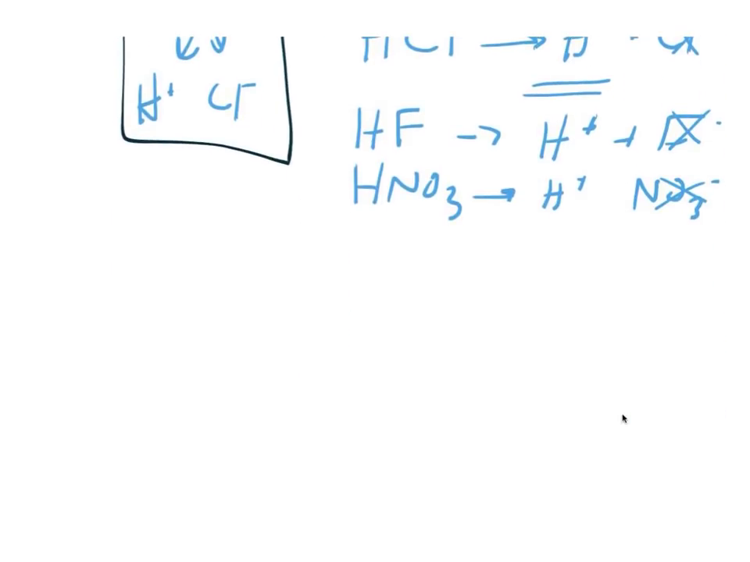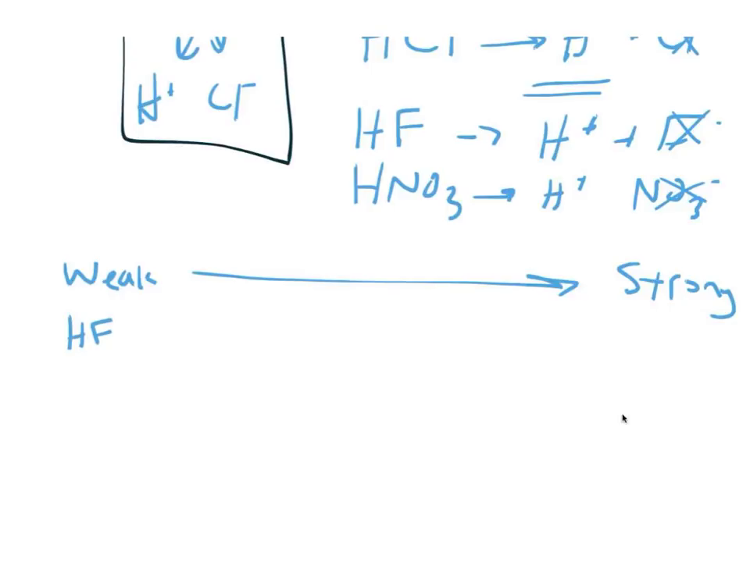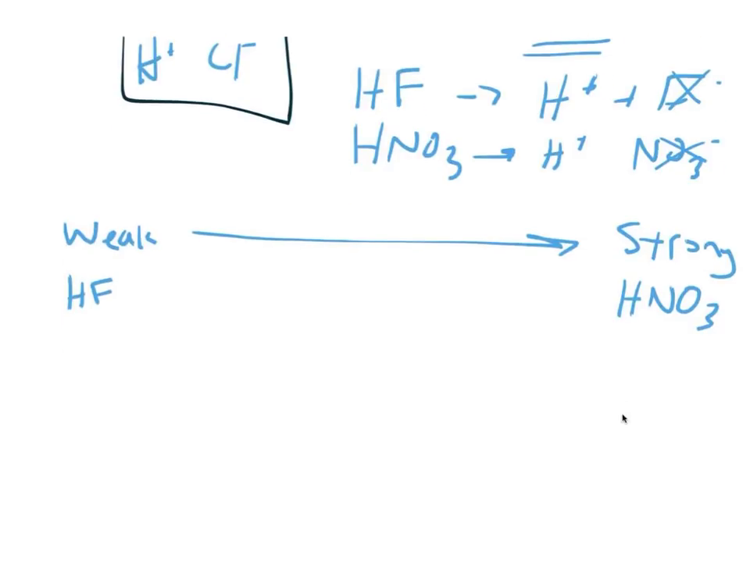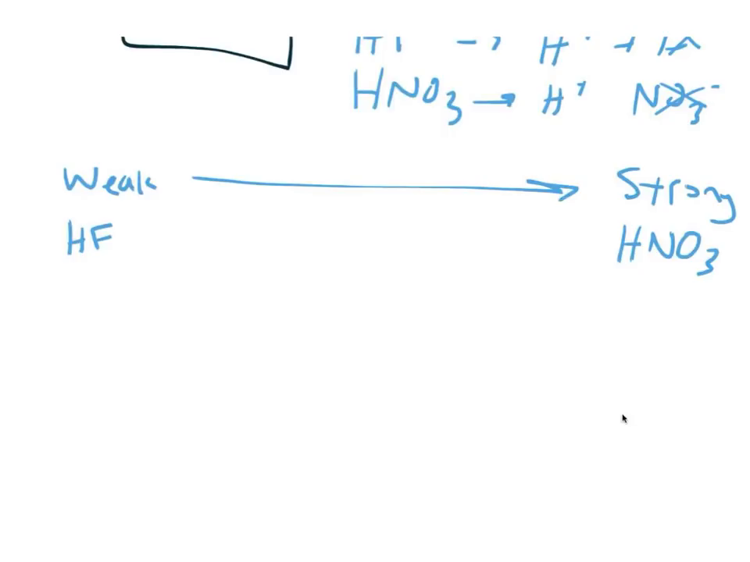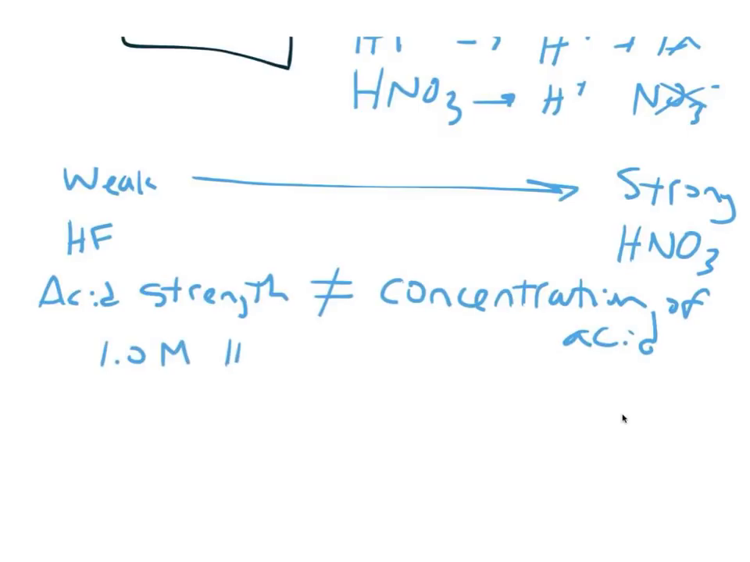Now, acids are not defined, but they're identified or organized on a continuum from weak to strong. Weak acids on this far side are things like HF, and strong acids over here are like HNO3. Now, what makes a weak acid and a strong acid? Contrary to popular belief, it is not based on concentration. Acid strength is not based on concentration. Meaning 1.0 molar HF isn't the same acidity as 1.0 molar HCl. These are not equivalent.